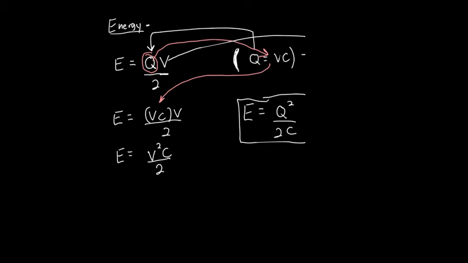All of these things are all the same equation. They all represent the same thing. They all let you solve for the same values. It just depends on what variables you want to use. And you should be able to do this kind of algebra at this point in a physics course. And that's basically electric potential energy, and capacitance.